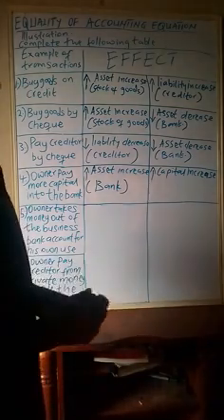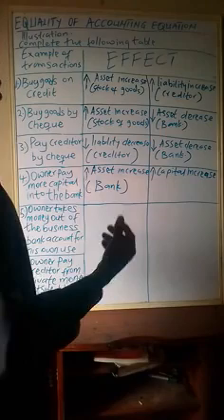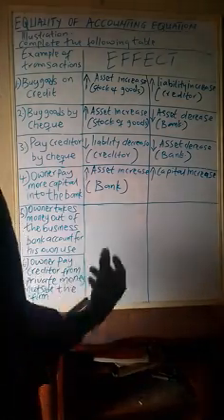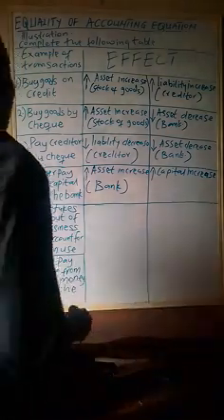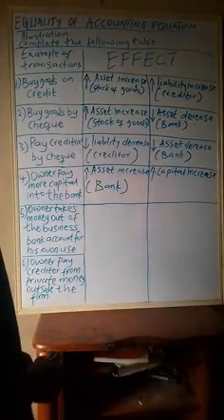Whenever he takes it out of the business, it is still capital. When he brings money, capital increases. When he takes money out, capital decreases. So what does he take out? He takes business money out of the business bank account.